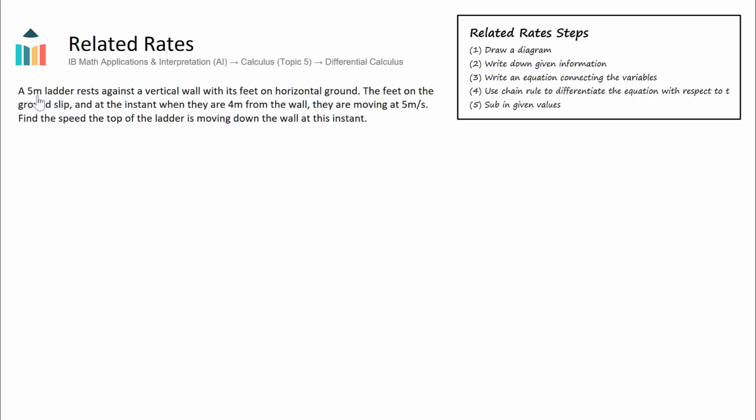We have a 5-meter ladder that rests against a vertical wall with its feet on horizontal ground. The feet on the ground slip, and at the instant when they are 4 meters from the wall, they are moving at 5 meters per second. We want to find the speed the top of the ladder is moving down the wall at this instant. This is our related rates problem. Let's have a look at our related rates steps.